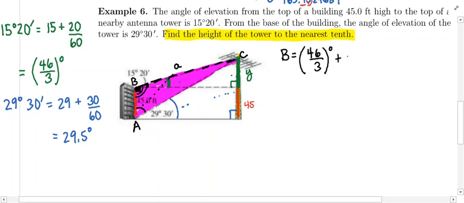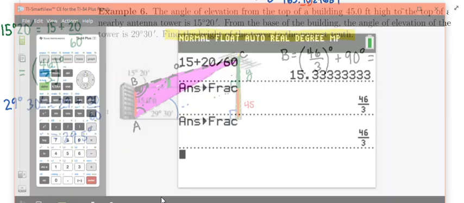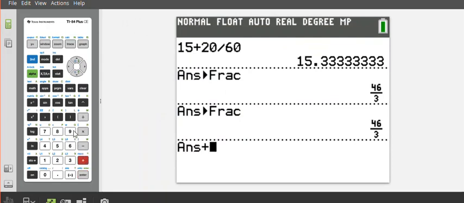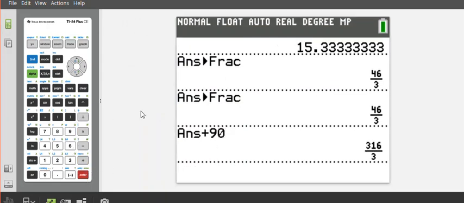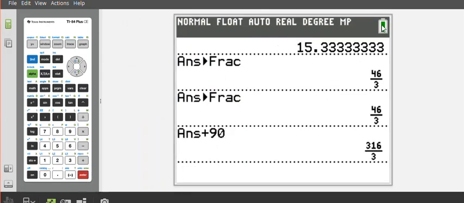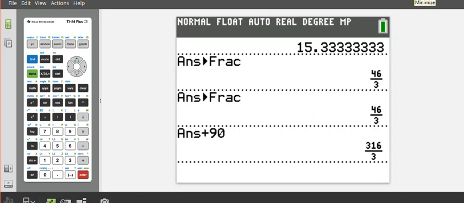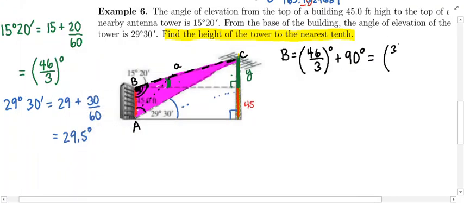And then we need to add a 90-degree angle to it, okay? And that's going to give us angle B in degrees. So we need to take this value and add 90 degrees. And you can convert it to a fraction, because it's probably a messy decimal. This is going to be 316/3, that many degrees. Okay, so we know the angle B.